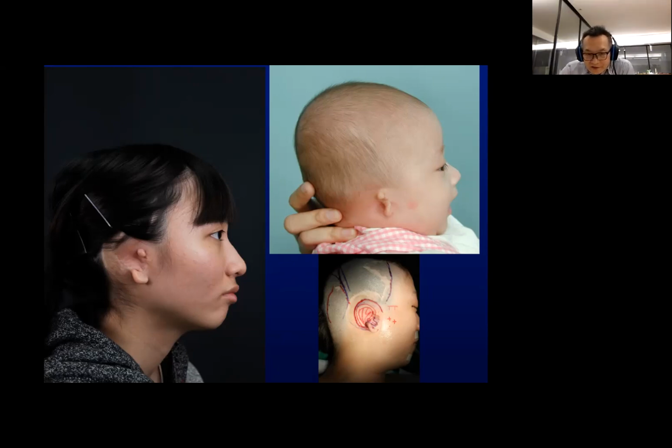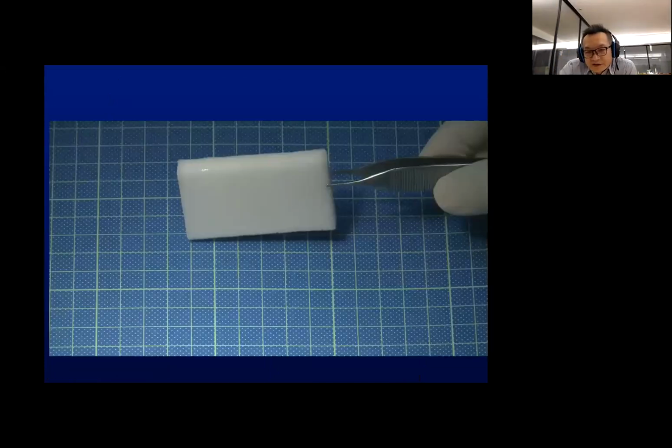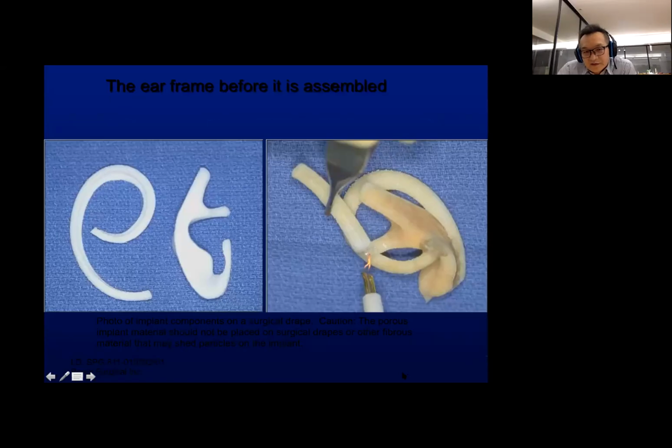So I started to think about this issue. I think we should give the parents more options. We should do the surgery depending on what they want. Although it's probably not the main trend, or even not what we prefer very much, we should listen to the patient. So in some cases, I started to use the porous polyethylene.